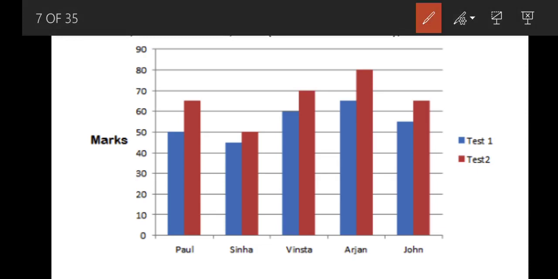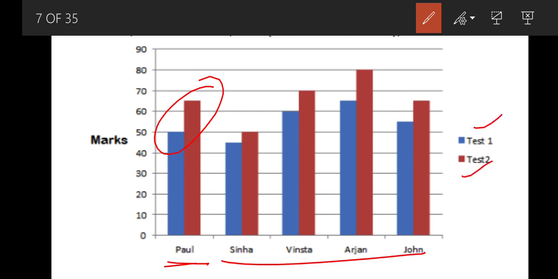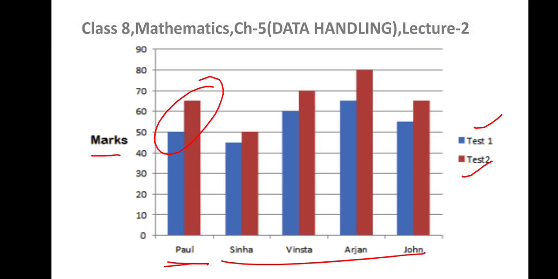Like you can see two bars here for this particular child. Likewise, for every child, the test marks are being shown, test 1 and test 2. So we can easily compare the data, or the marks.